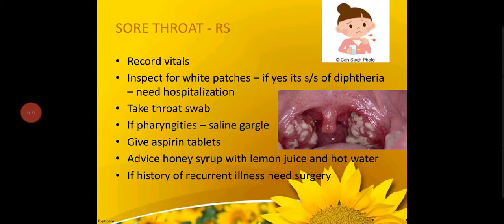Sore throat: you will record the vitals and inspect for white patches. If present, signs or symptoms of diphtheria can be checked and the need for hospitalization considered. Take a throat swab. If it is pharyngitis, you can give a saline gargle. Give an aspirin tablet if it is pharyngitis. Advise honey syrup with lemon juice and hot water. If there is a history of recurrent illness, it may need surgery.